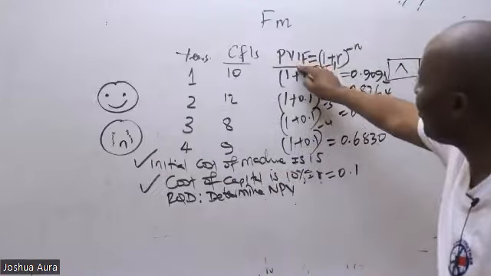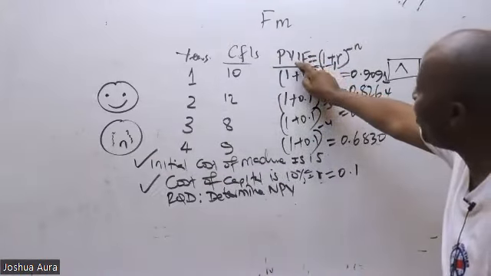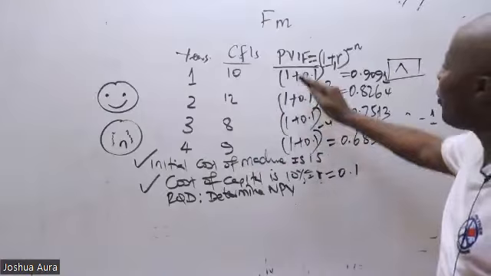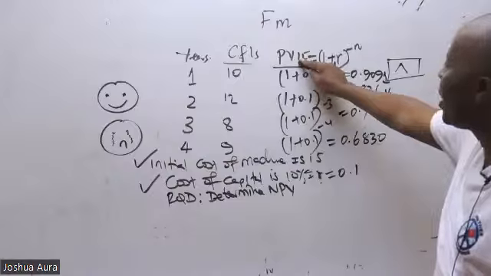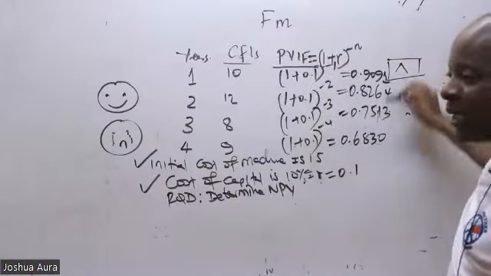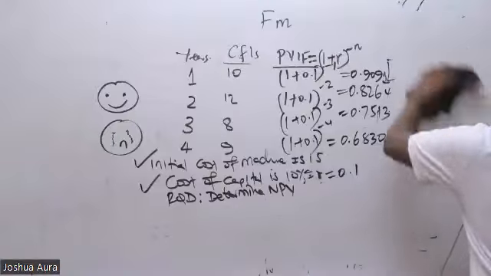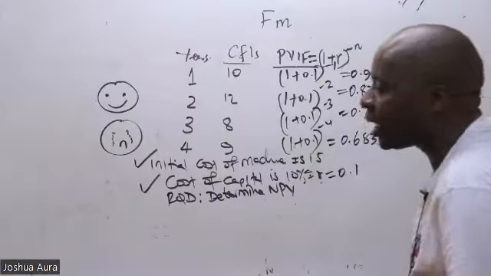We call this present value interest factors. We use present value interest factors when these cash flows are fluctuating. Now, once you have gotten the discounting factors, I'll have to create the last column. The last column will be the column of discounted cash flows.